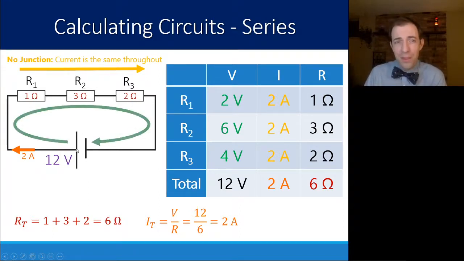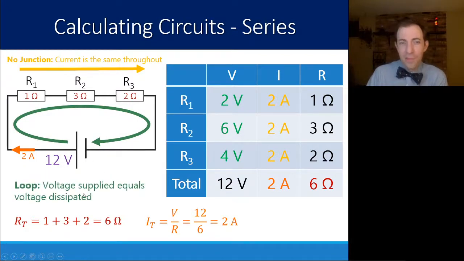And the loop rule says that if you draw a loop around here, the voltage supplied has to equal the voltage dissipated. Sure enough, our 12 volts gets used up. 2 plus 6 is 8, plus 4 is 12. So all of these resistors use 12 volts total. The loop rule holds true.